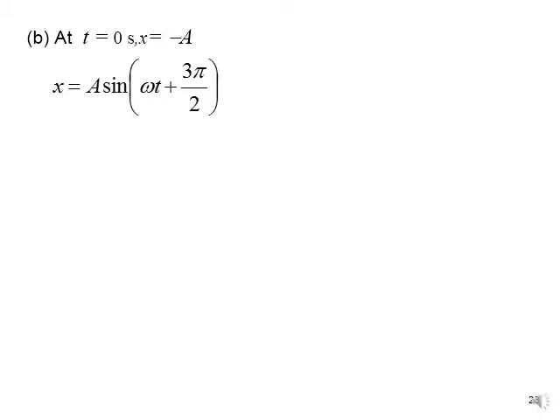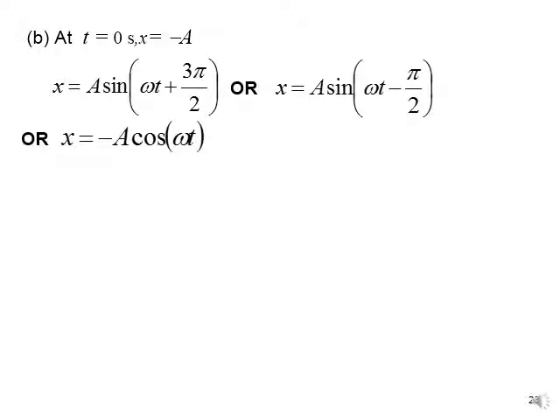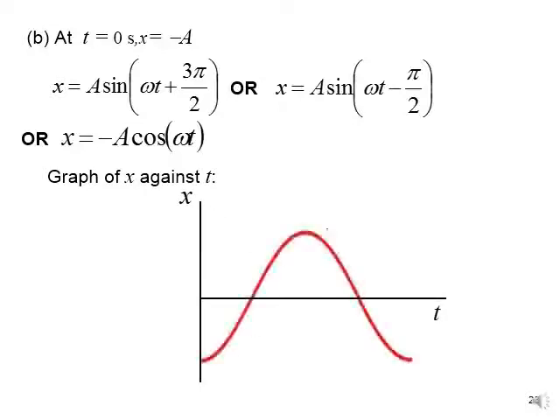If x starts at negative A, the new expression becomes x is equal to A sin(omega t plus 3 pi over 2) or x equal to A sin(omega t minus pi over 2), also equivalent to x equal to negative A cos omega t. Hence, the shape of the graph for x becomes a negative cosine graph.